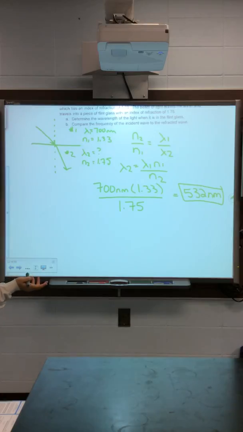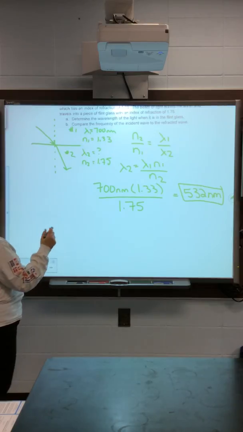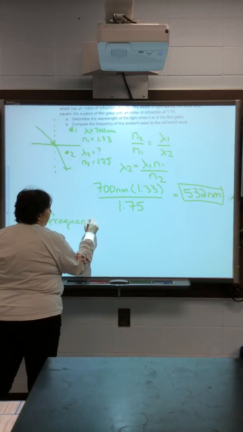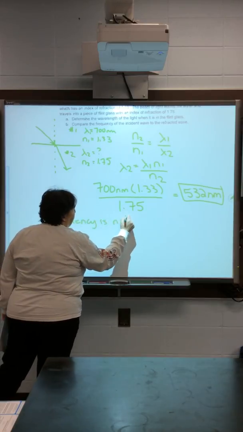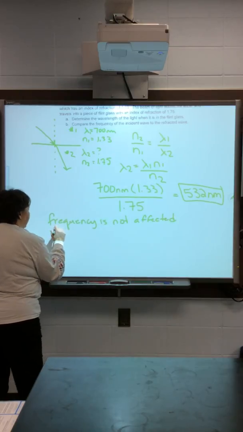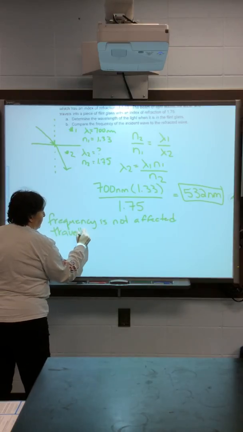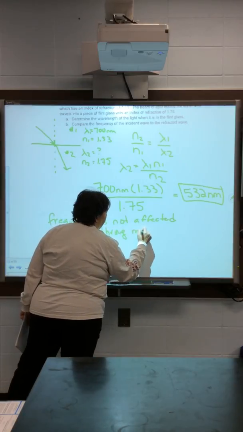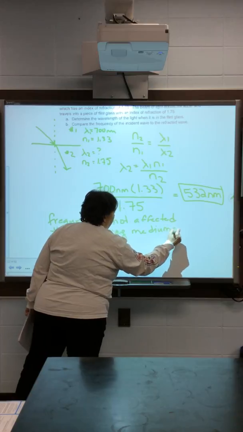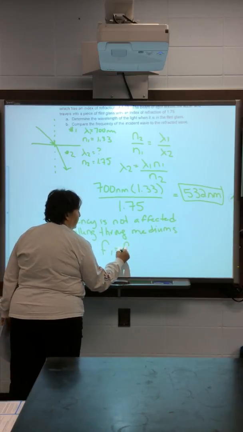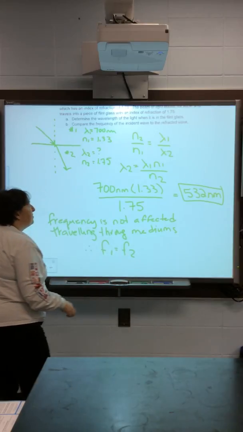Compare the frequency of the incident wave to the refracted wave. Well, we just read that frequency is not affected traveling through different mediums. Therefore, F1 would be equal to F2. Okay?